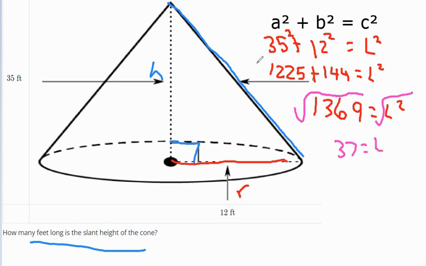And that does make sense. We want the slant height to be the largest number since it's the C or the hypotenuse, because it's across from the 90-degree angle. And 37 is the biggest number on here. So pause it because I'm going to bring up another question.